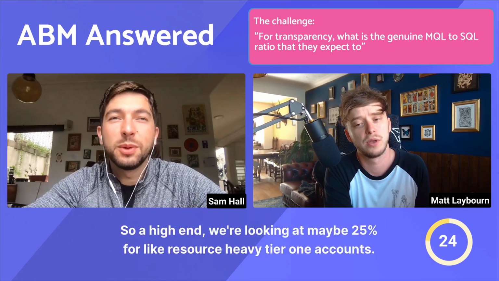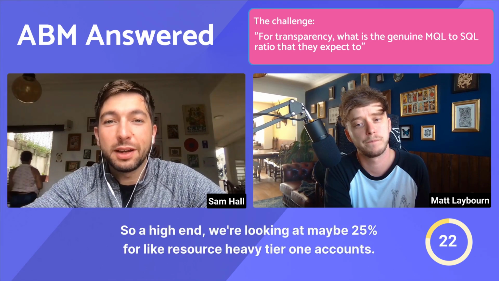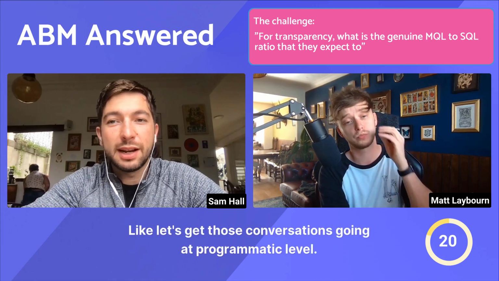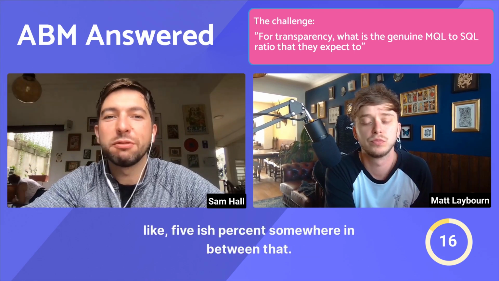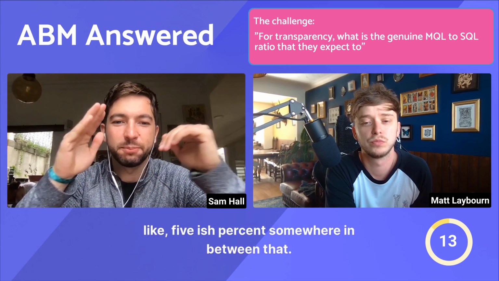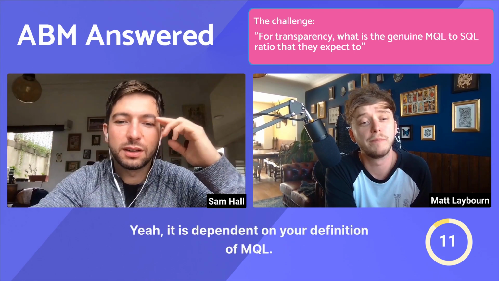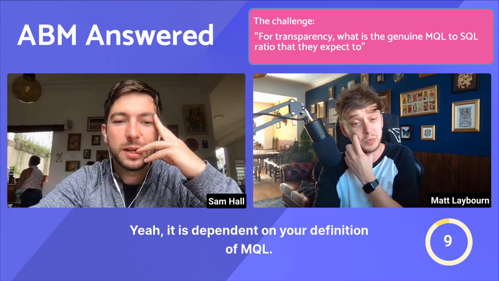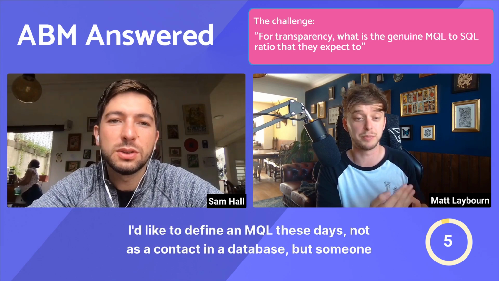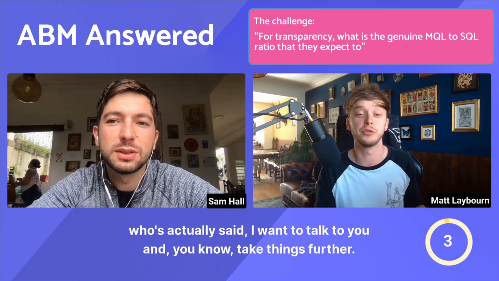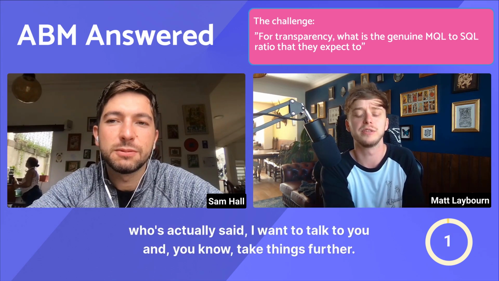So at the high end, we're looking at maybe 25% for resource-heavy tier one accounts. At a programmatic level, around 5%-ish, somewhere in between that. And it's dependent on your definition of MQL. I'd like to define an MQL these days not as a contact in a database, but someone who's actually said, I want to talk to you and take things further.